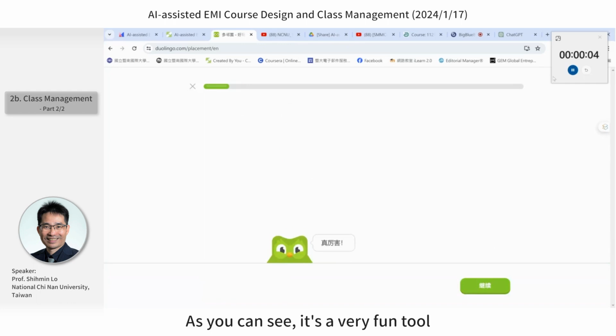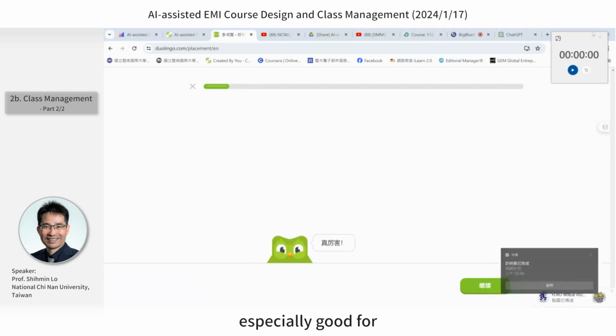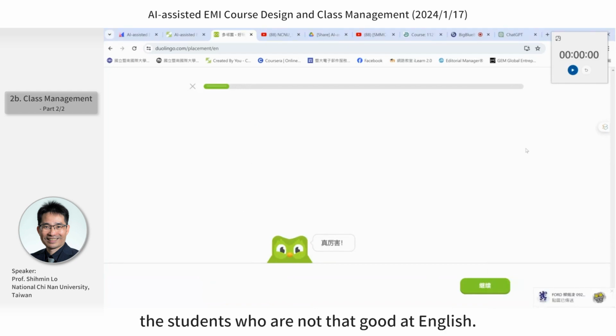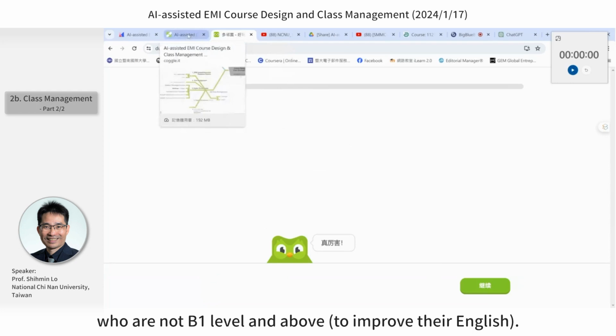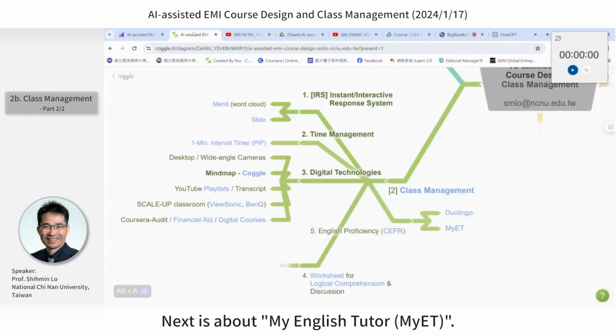So as you can see, it's a very fun tool, especially good for students who are not that good at English. This Duolingo can help them build up their confidence and their interest. So I do recommend you use Duolingo for students who are not at B1 level or above. So this is Duolingo. And next is about my English tutor.